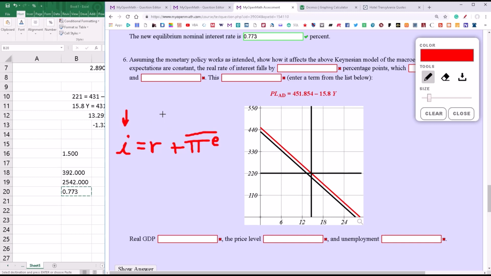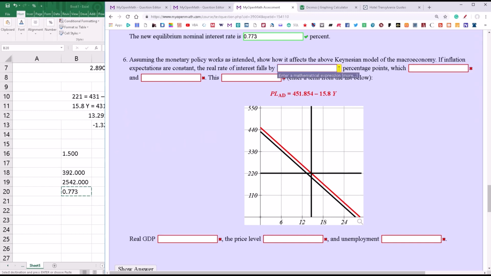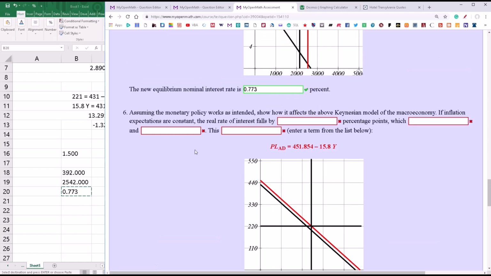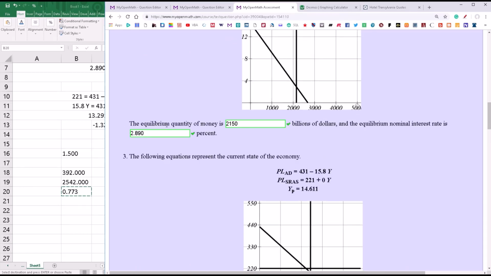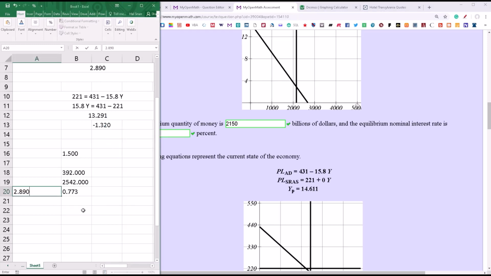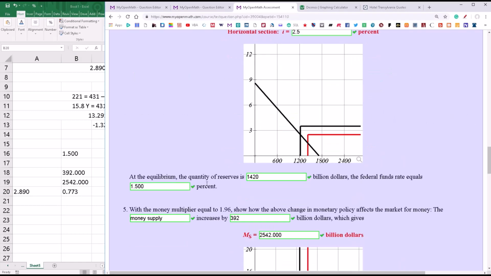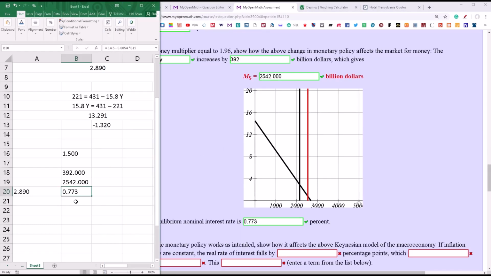Right? Well, we're assuming inflation expectations are constant, right? So if this falls by 2, this has to fall by 2. So the real rate of interest falls by 2, right? But the nominal rate of interest fell from, what was it? The nominal rate of interest was 2.89. It is now, in this market for money, 0.773.